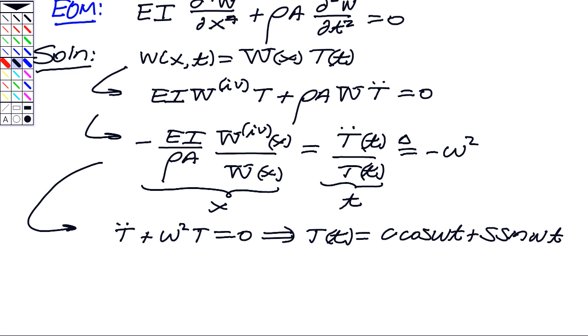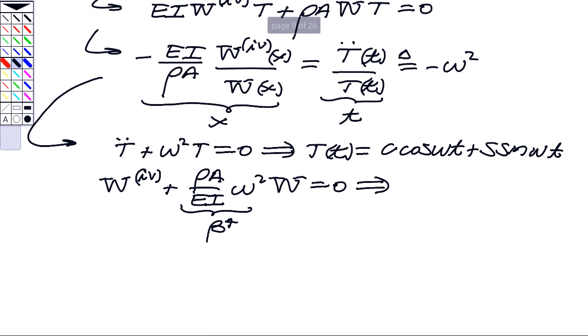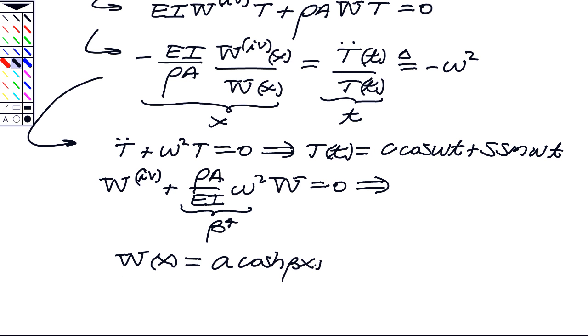The spatial part of the problem, that equation, is the fourth derivative of W plus rho A over EI times omega squared, and we'll call that beta to the fourth, as we've done before, times W is 0. And as we've seen before, for other problems with constant properties, the solution for this spatial part is A cosh beta x plus B sinh beta x plus C cosine beta x plus D sine beta x.